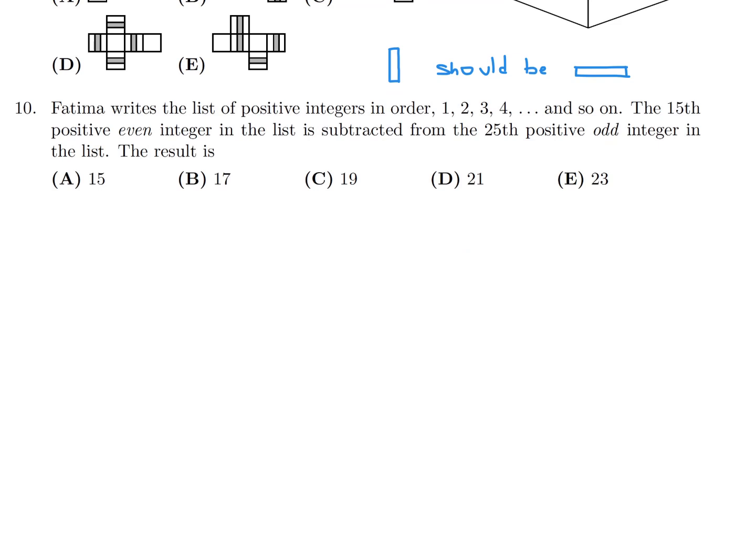Fatima writes the list of positive integers in order 1, 2, 3, 4, and so on. The 15th positive even integer in the list is subtracted from the 25th positive odd integer in the list. The result is. All right, so we have 1, 2, 3, 4, all the way, right? You keep going. And eventually, you will get to the 15th positive even integer.